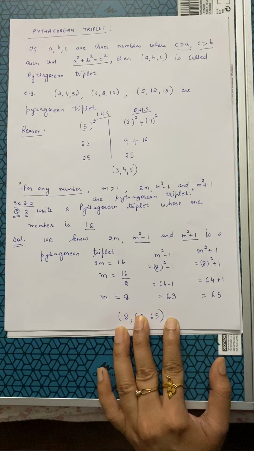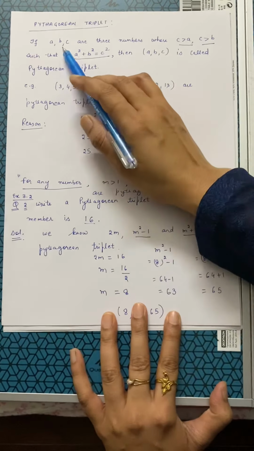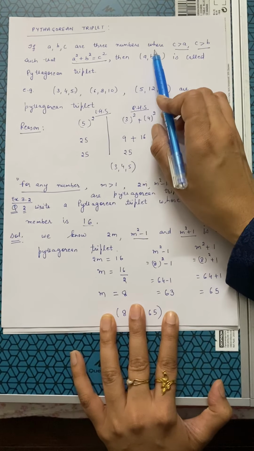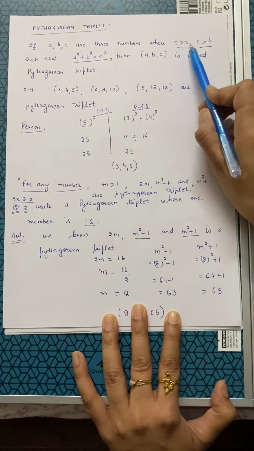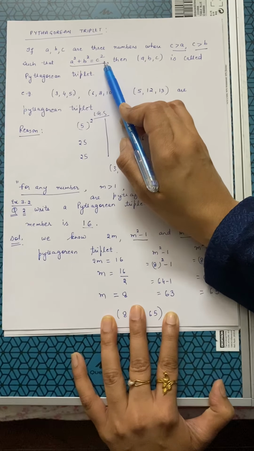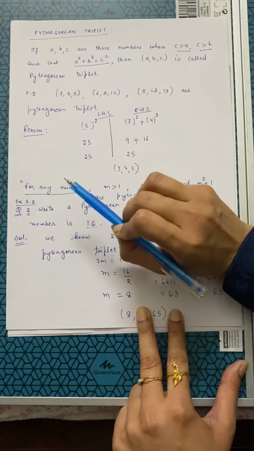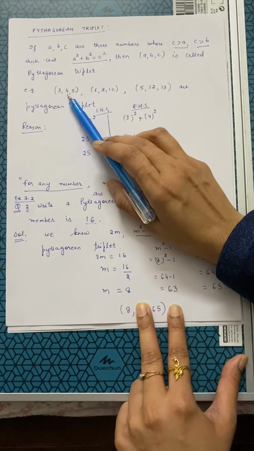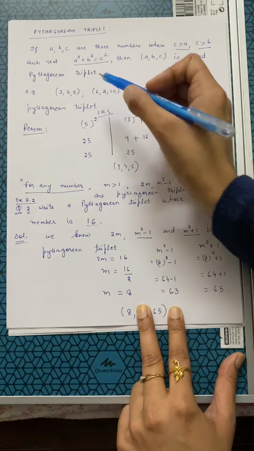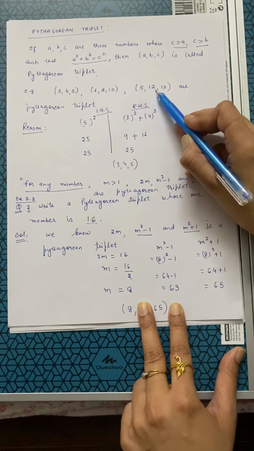Next concept is Pythagorean triplet. We'll start with the variables here. If A, B and C are 3 numbers such that C is greater than A and C is greater than B, and A square plus B square is equal to C square, then A, B, C is called a Pythagorean triplet. A few Pythagorean triplets: 3, 4 and 5 is one Pythagorean triplet. Triplet means we are taking 3 numbers at a time. 6, 8 and 10, 5, 12 and 13.